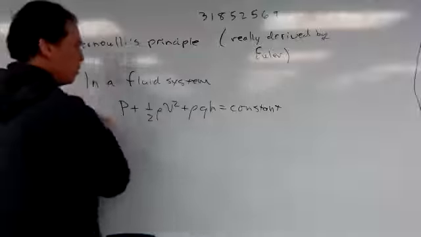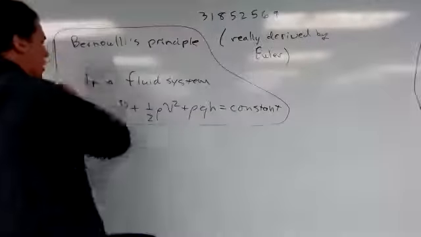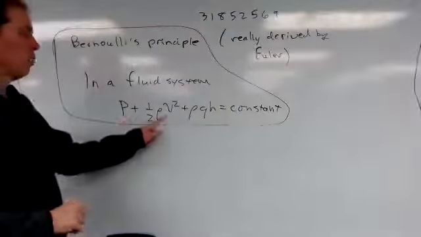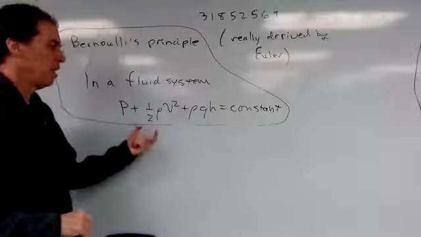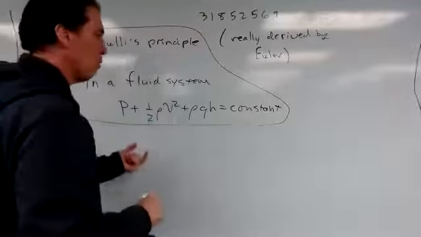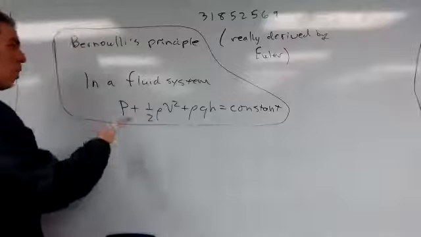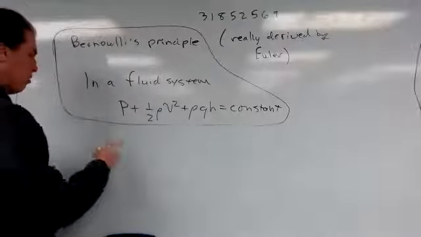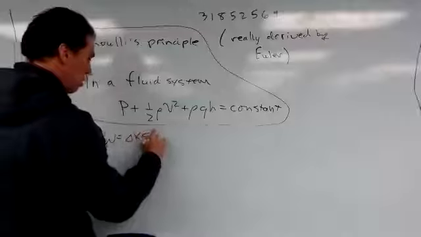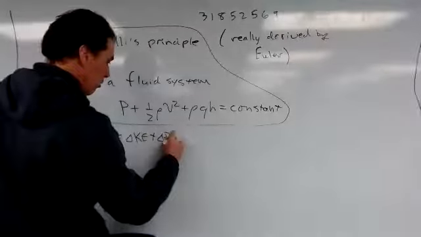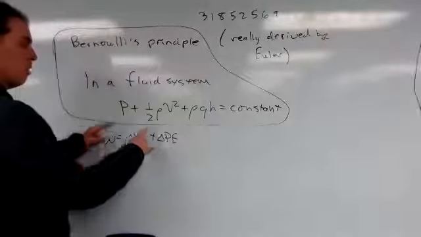This is Bernoulli's principle, right? Pressure plus 1/2 rho v squared plus rho gh is a constant. And if you remember way back last semester, we said the work done is equal to the change in kinetic energy plus the change in potential energy. And if you watch the video, this is sort of the way I derive this.